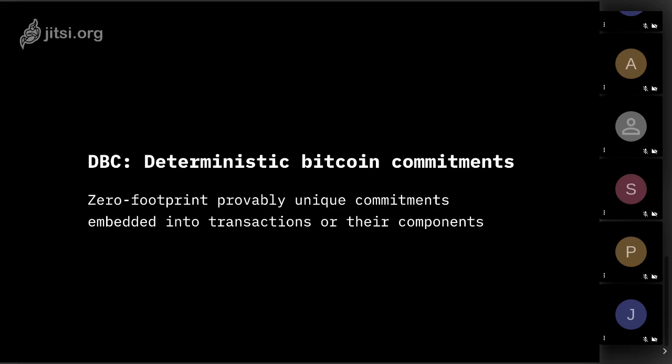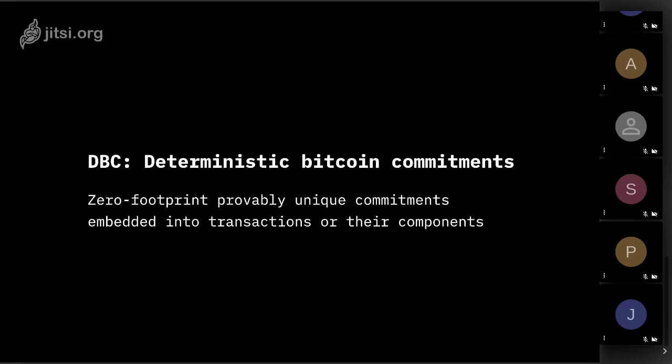Provably unique means that you can prove that there is only a single commitment in a particular transaction or a component of the transaction, and you can prove that there couldn't be any other commitment made with the same transaction or its component under some specific protocol. And embedded means that basically you embed information, but without the ability to extract it back. And it works with both. It works at any level of the transaction.